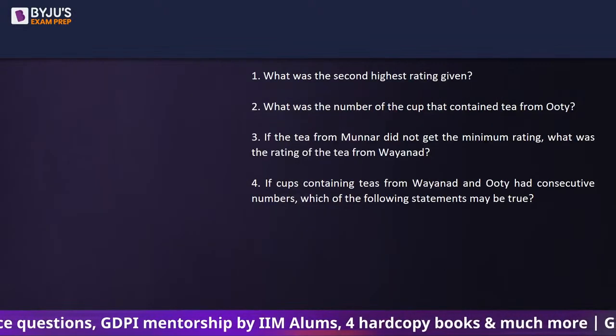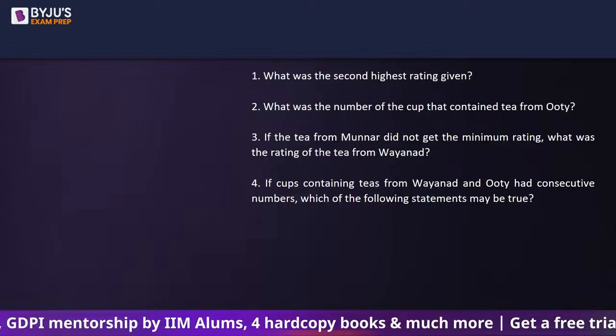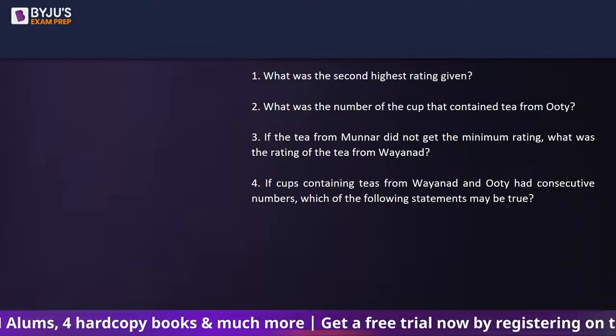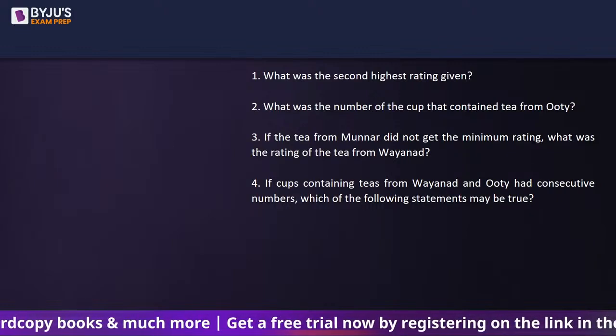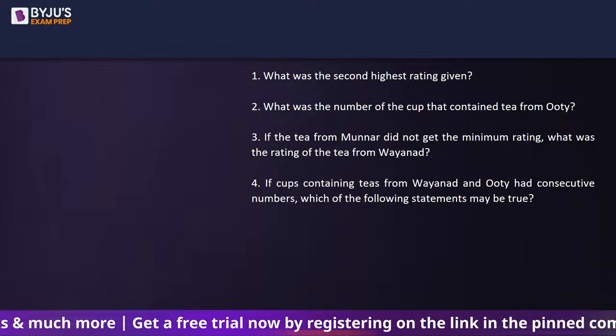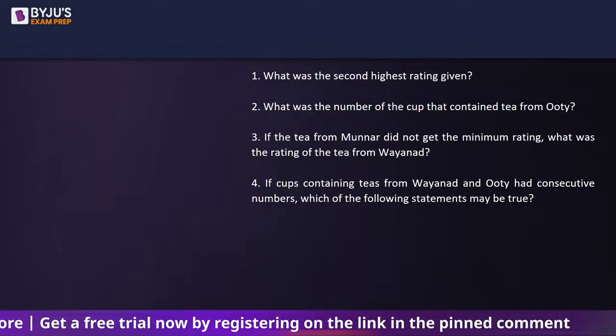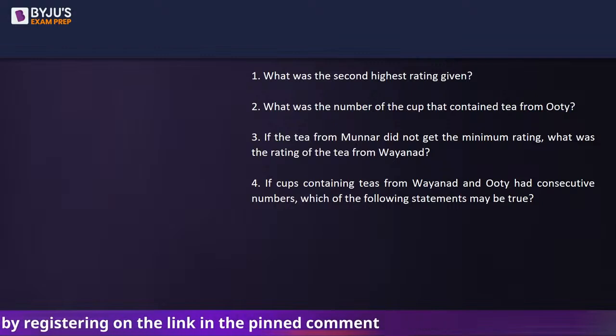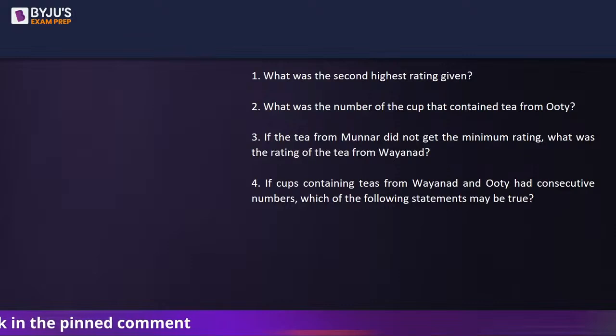The first question is, what was the second highest rating given? What was the number of the cup that contained tea from Ooty? If the tea from Munnar did not get the minimum rating, what was the rating of the tea from Wayanad? If cups containing teas from Wayanad and Ooty had consecutive numbers, and so on. So going through the questions, it gives us a fairly good idea that we need the entire combination of the location, the cup number, and the rating given to it.